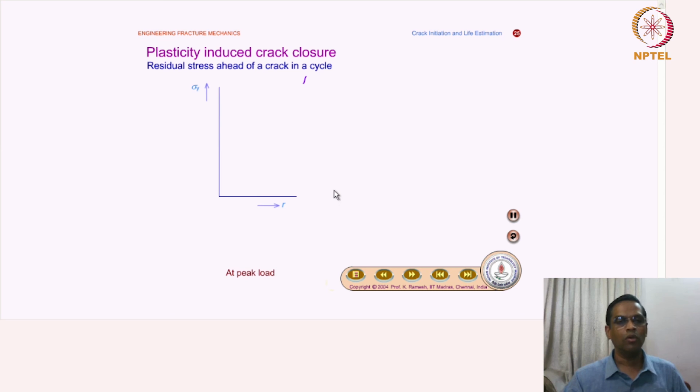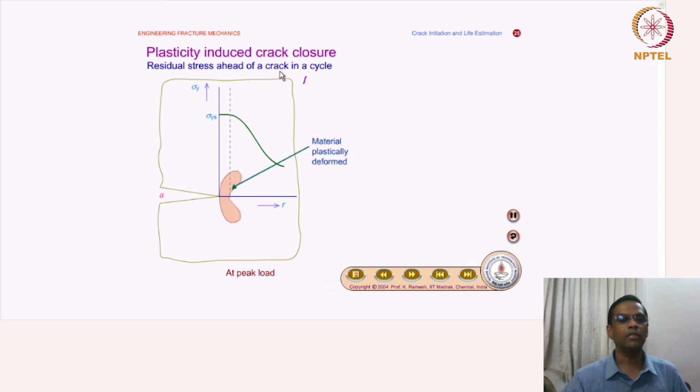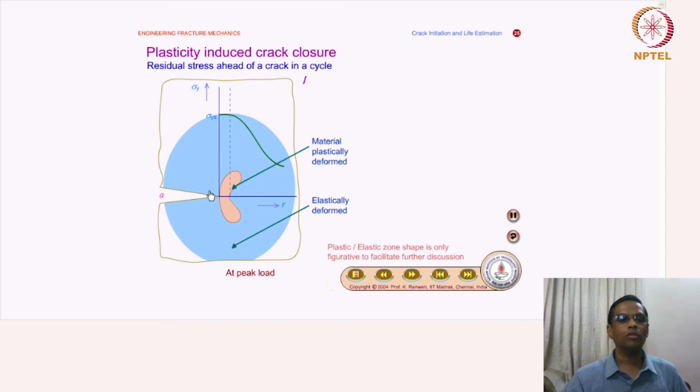And then we will now look at the types of crack closure. One important classification is plasticity induced crack closure, where you are going to look at the residual stress ahead of the crack in a cycle. What you are going to see here is the crack tip and there is a plastic zone.